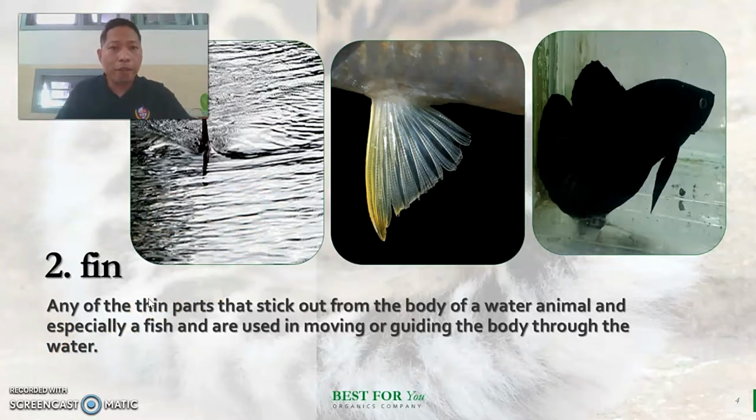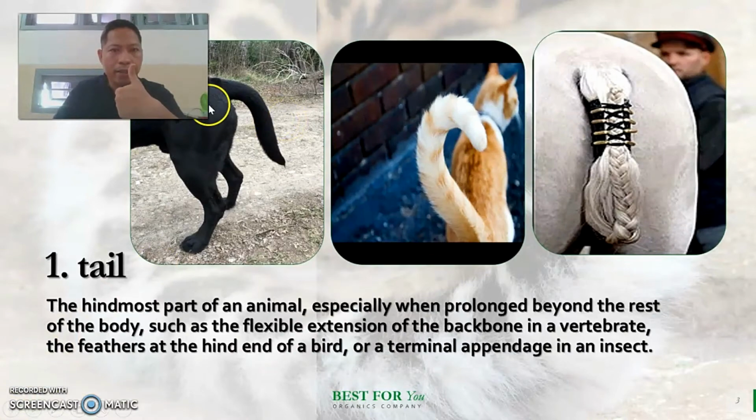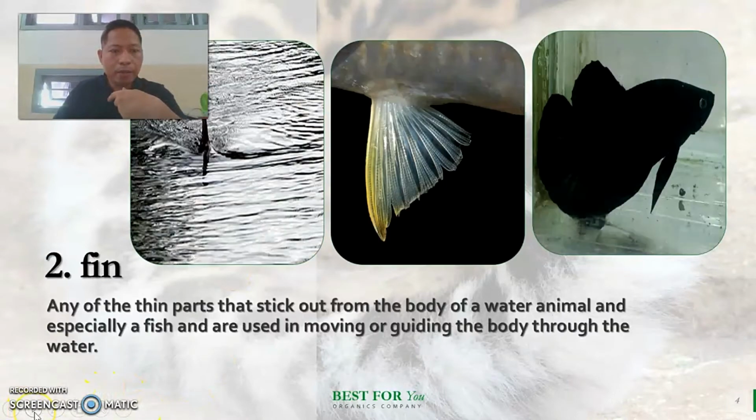Not all animals have fin. Only fish. Only animals that live in the water, and the name is specifically about fish. Only fish have fin. Here, that is fin. So guide. So what's number one? Number one is tail. Number two is fin.